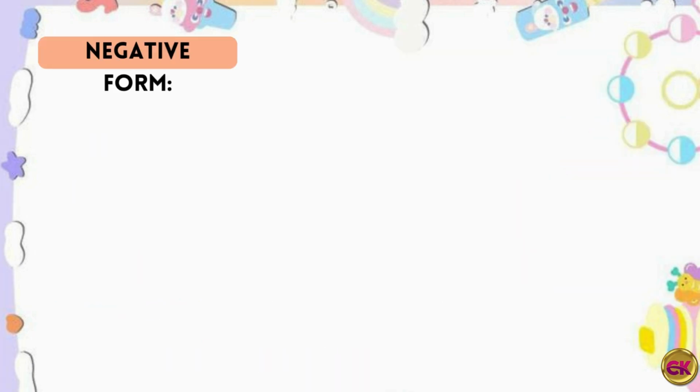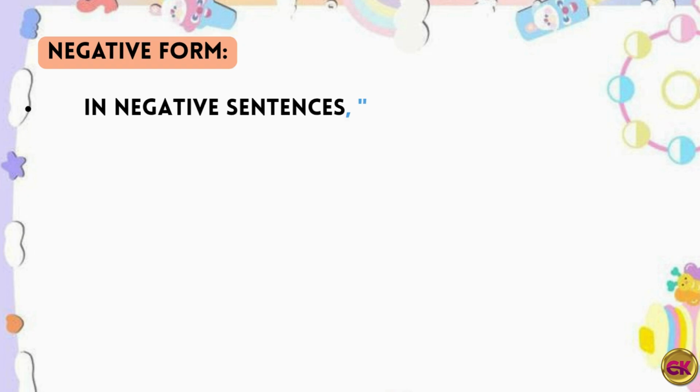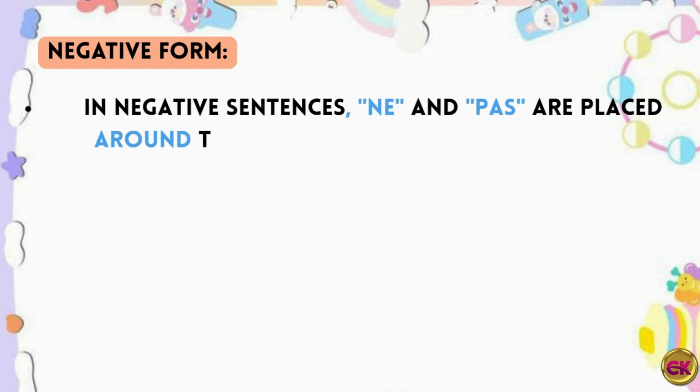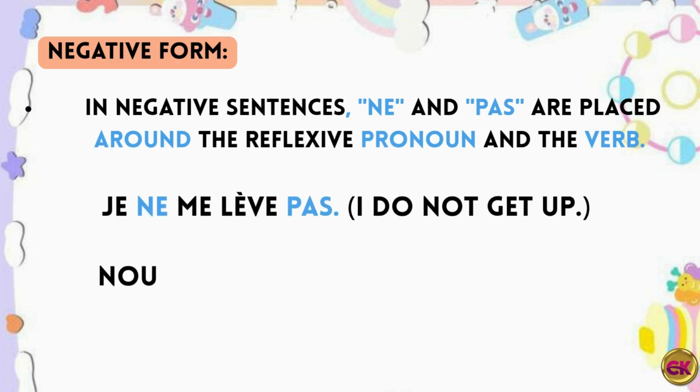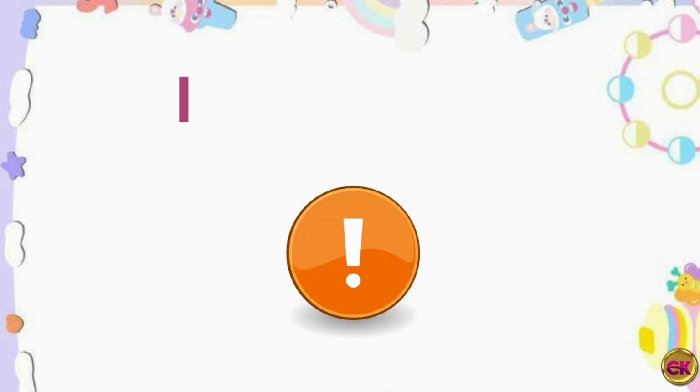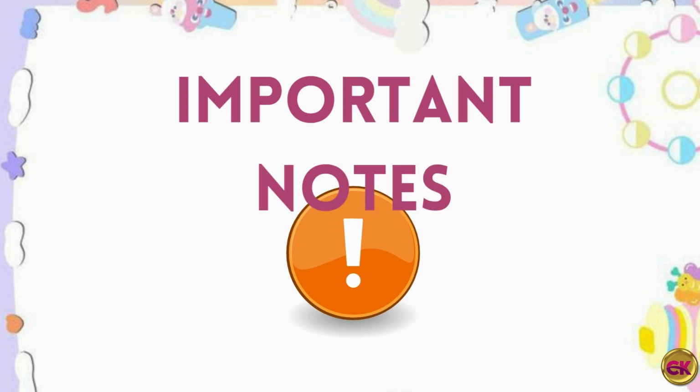Negative form. In negative sentences, ne pas is placed around the reflexive pronoun and the verb. Je ne me lève pas. Nous ne nous lavons pas. Some of the important notes while using reflexive verbs.